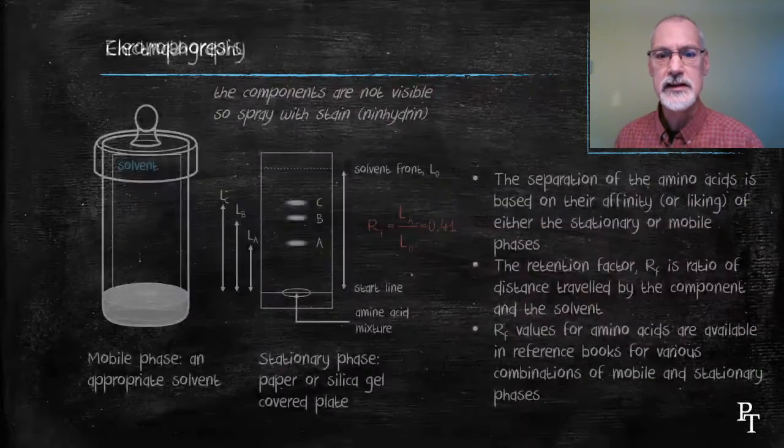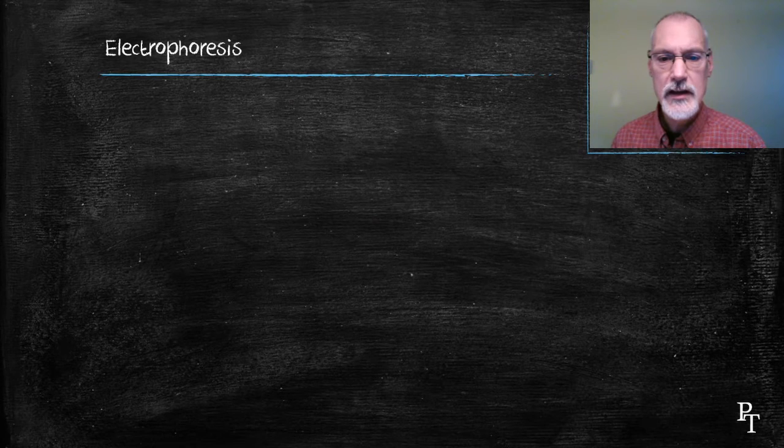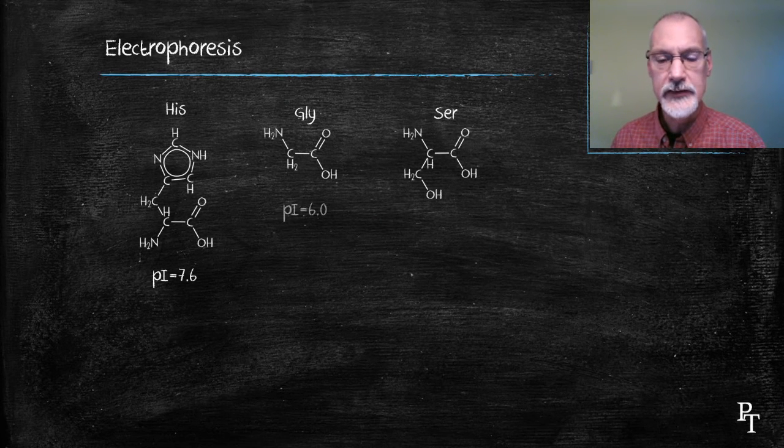Now let's look at how the technique of electrophoresis works. I'm going to have a mixture of 3 amino acids, and I've looked up their isoelectric pHs from my IB data booklet. So at a pH of 6, glycine would be isoelectric, meaning it would have a balance of positive and negative charges. Overall, it would not have a charge.